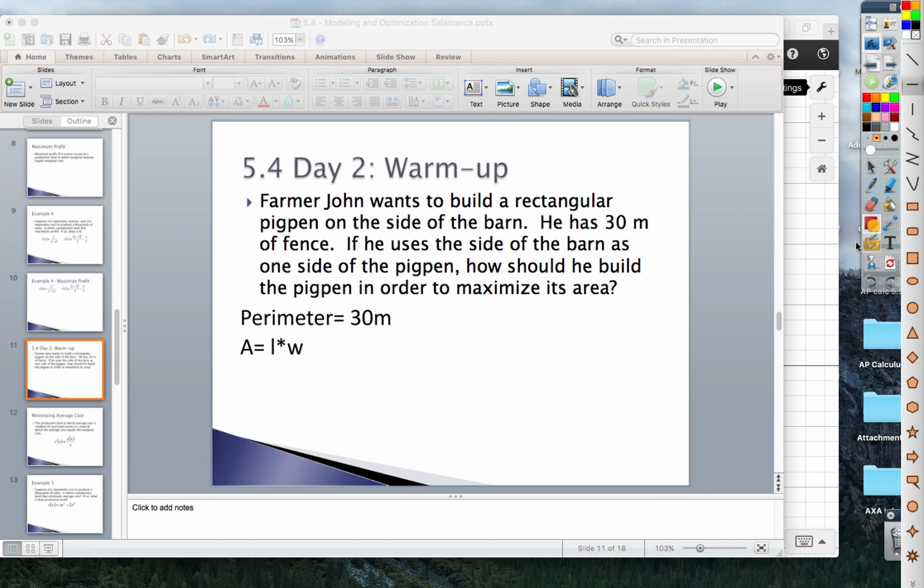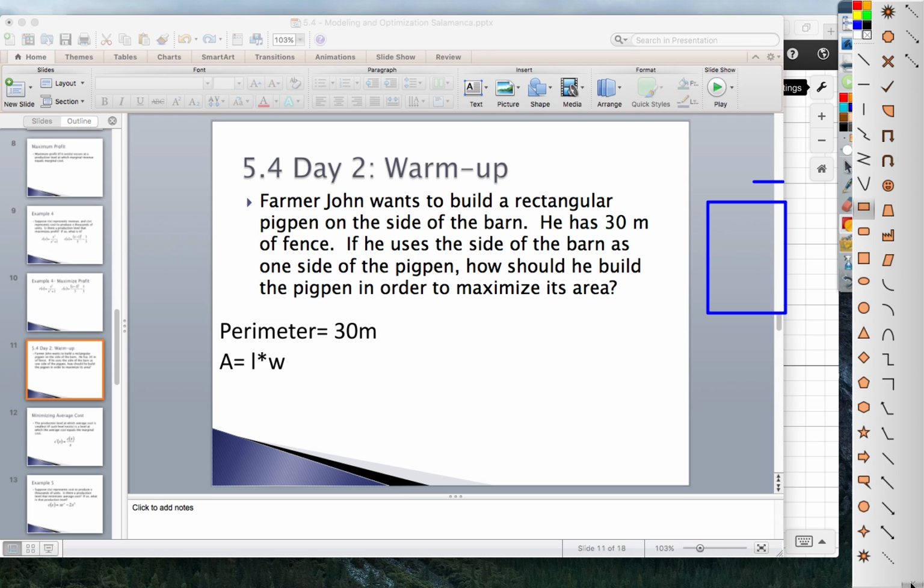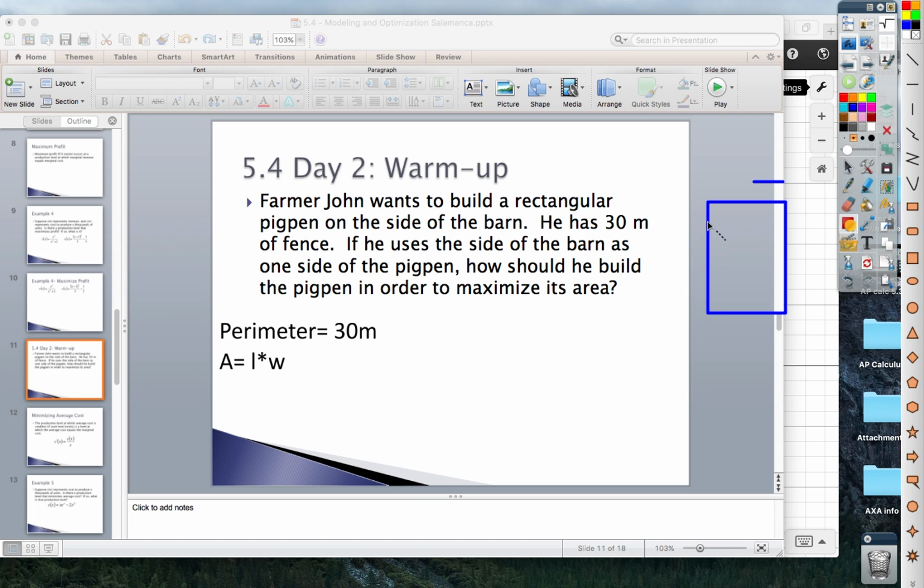So keep this in mind. If we say have a barn, here's our barn, and we're trying to create a pig pen, well, here is the pig pen in dashed. Notice I didn't use it here because we're using that side of the barn as our fourth side of that wall or fourth side of that pig pen.